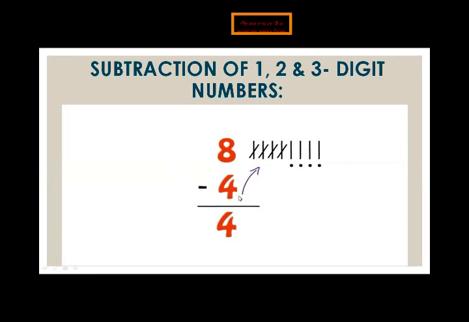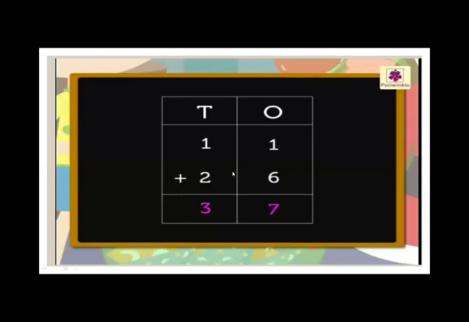What's the number given below? 4. You cut 4 lines from it. How many lines remain? 4. So your difference is 4. This is single one digit subtraction. Move towards two digit subtraction. This is just a review. Okay. Tens and units. Okay. This is two digit subtraction.